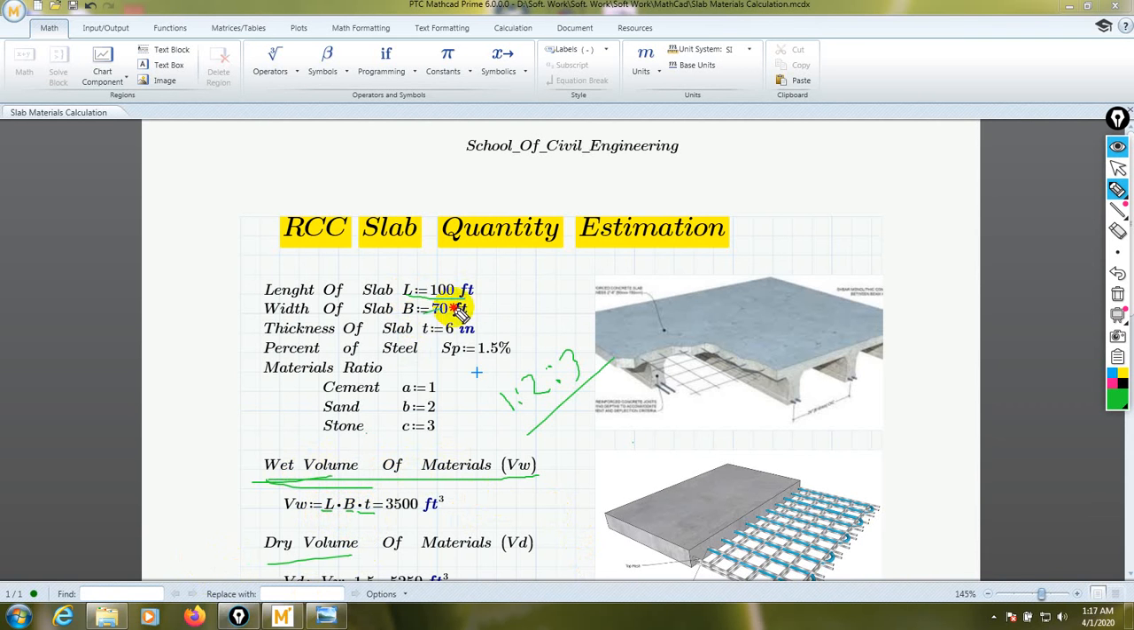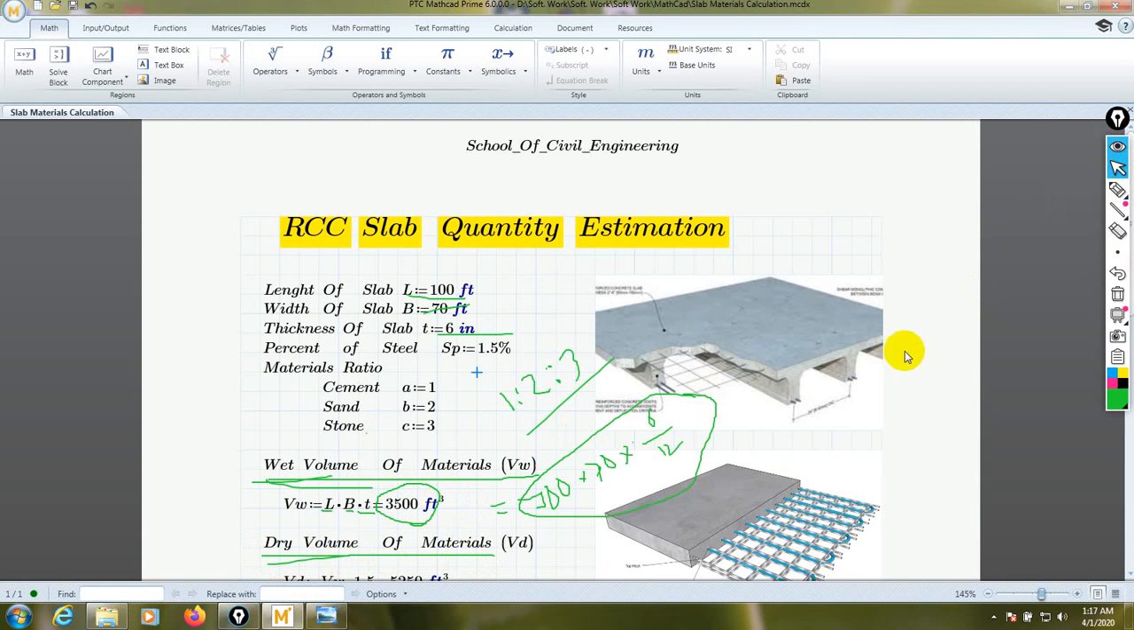So here the wet volume is length into width into thickness. Our equation will be equal to 100 into 70 into 6 divided by 12. If we calculate that, we'll find the value 3500 CFT.